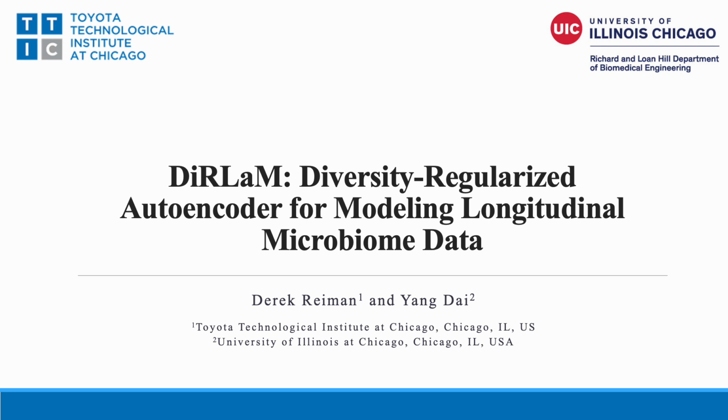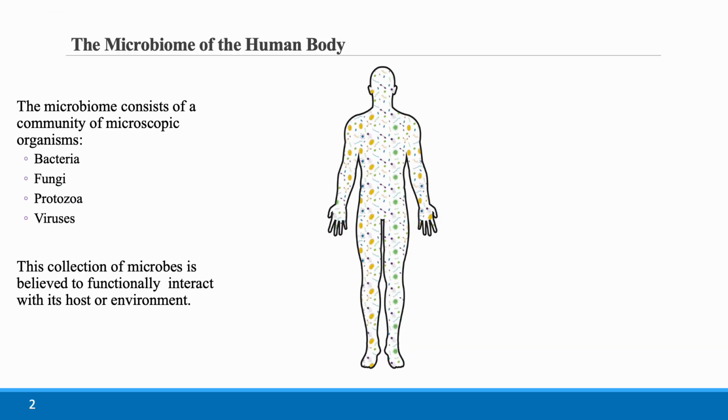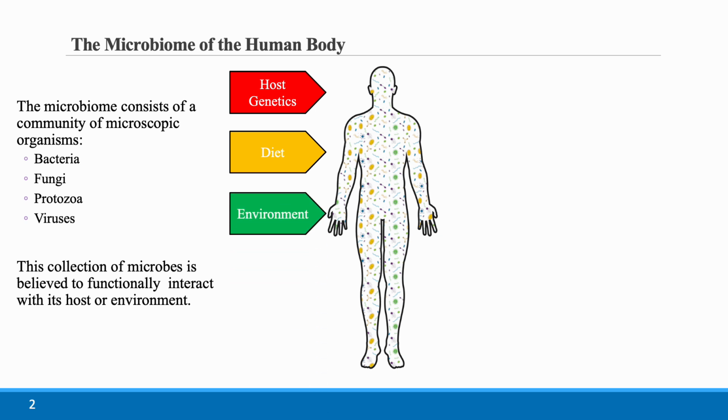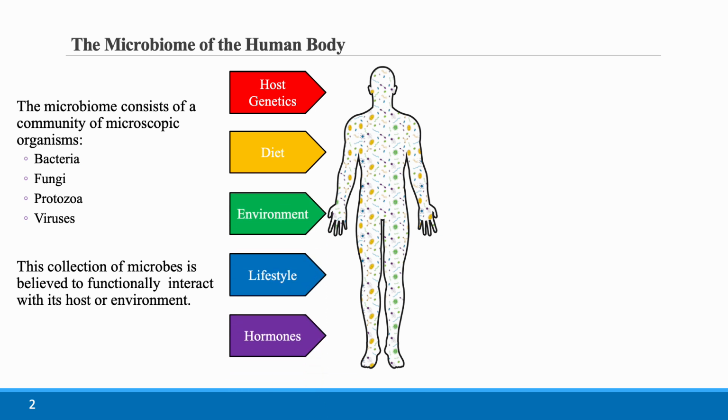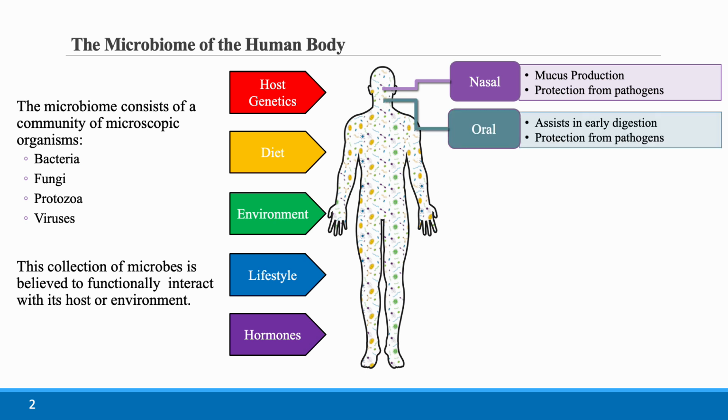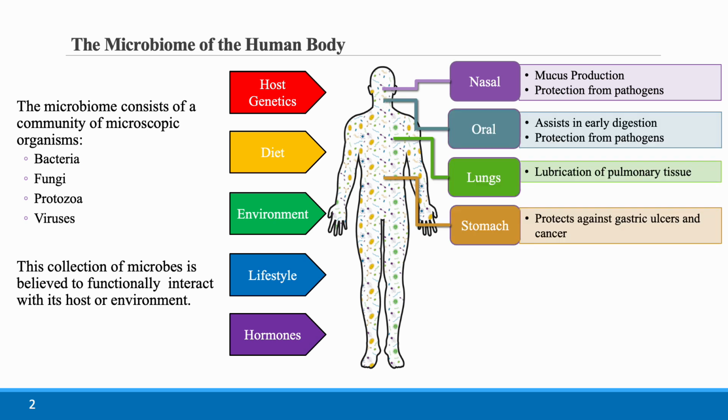Today I'm excited to talk to you about some work involving a deep learning approach for modeling longitudinal microbiome data. For those that may not be familiar with the microbiome, it consists of a community of microscopic organisms such as bacteria, fungi, and viruses. And this community is believed to functionally interact with its environment. When we think about the human microbiome, we know it can be affected by multiple host characteristics, behaviors, and external stimuli that can perturb this community.